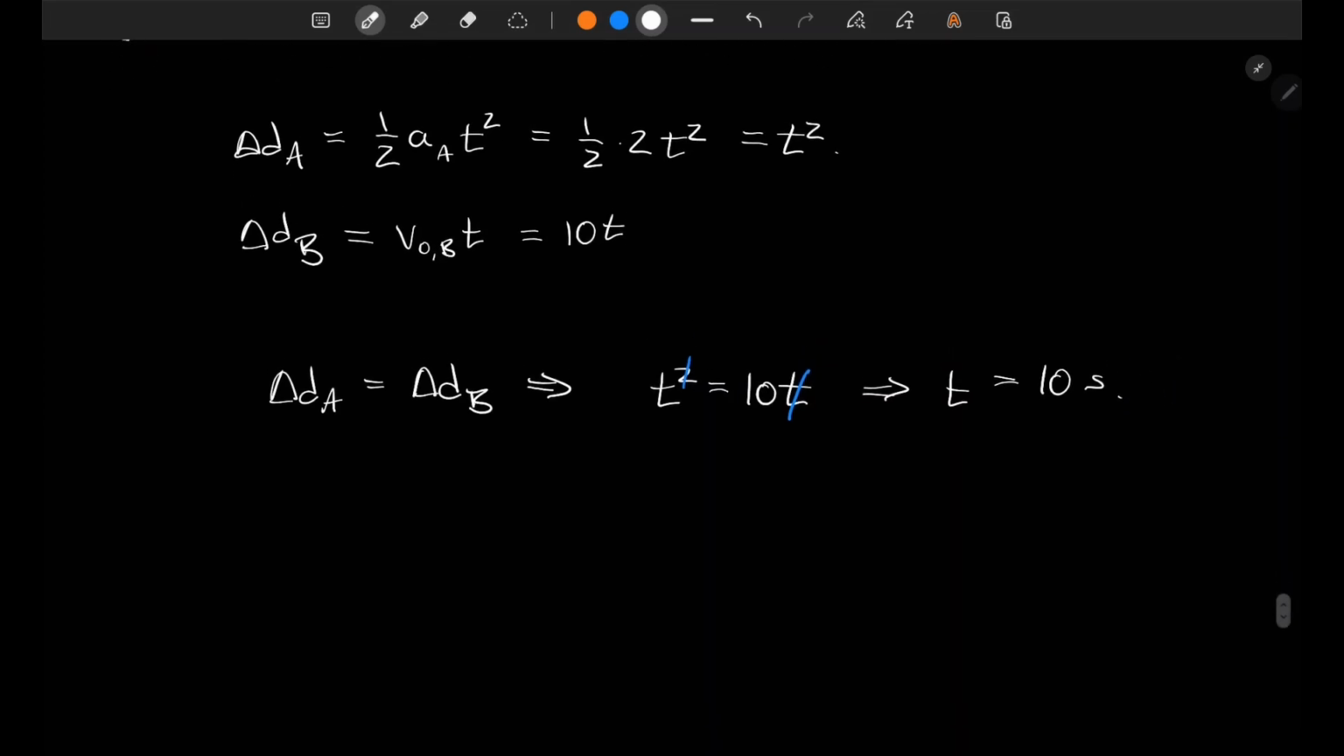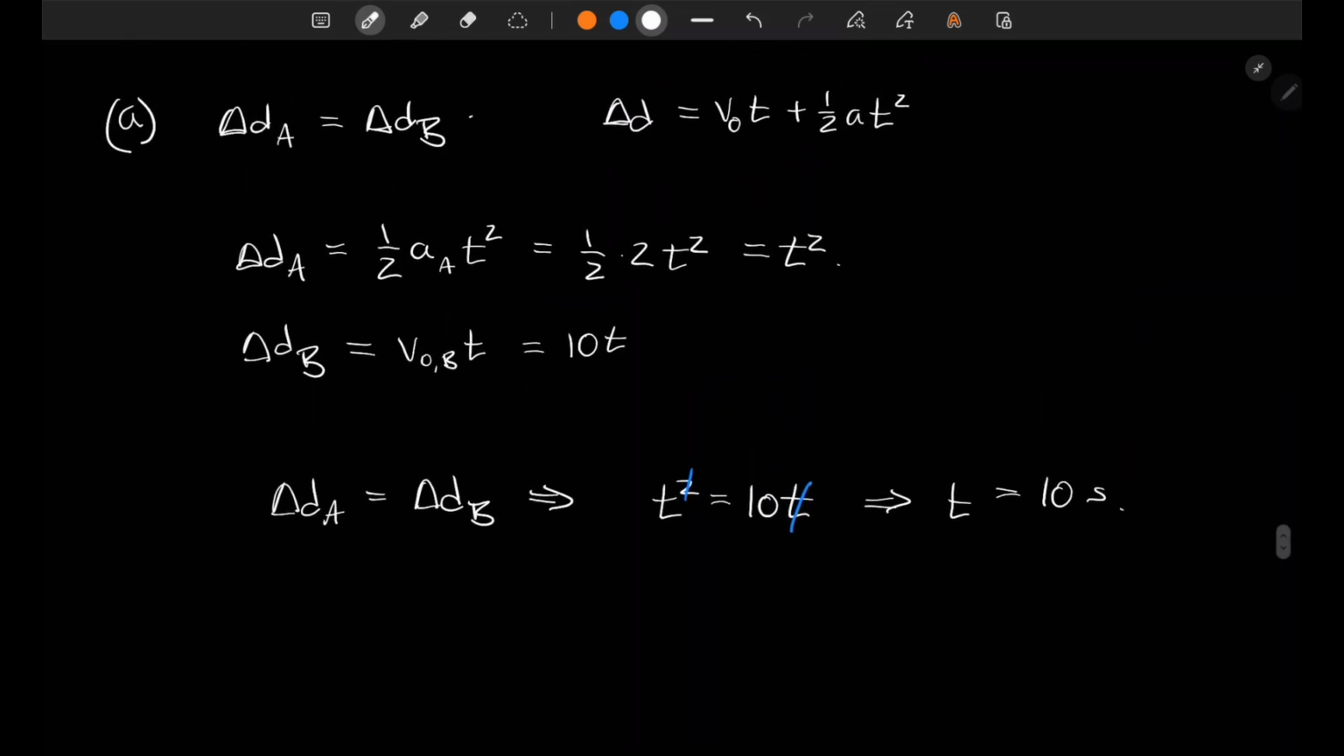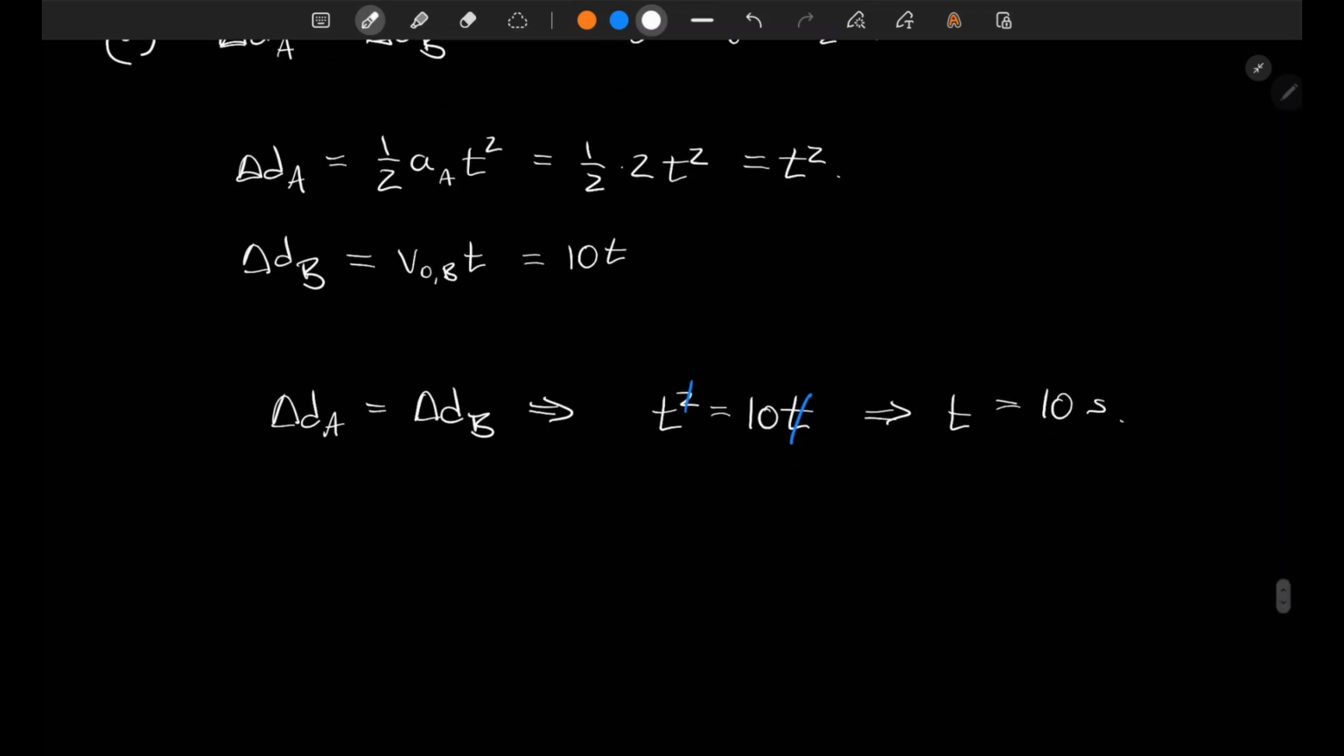So we can just plug in 10 seconds to either one of these equations, because at that time, the displacement or the distance traveled by the two cars will be equal to each other, because that's what we've demanded here, right? So we said we're setting the two distances equal to each other.